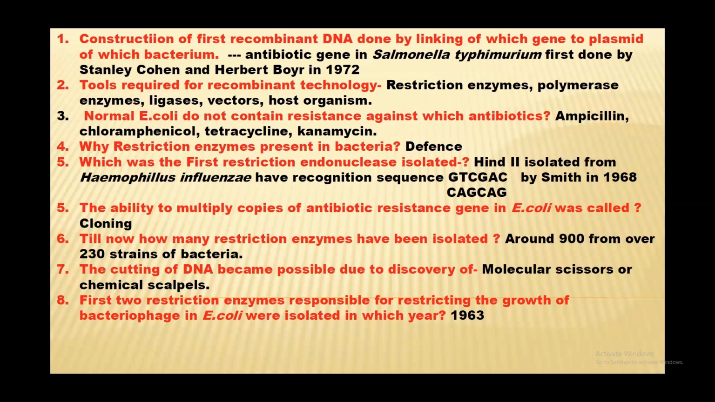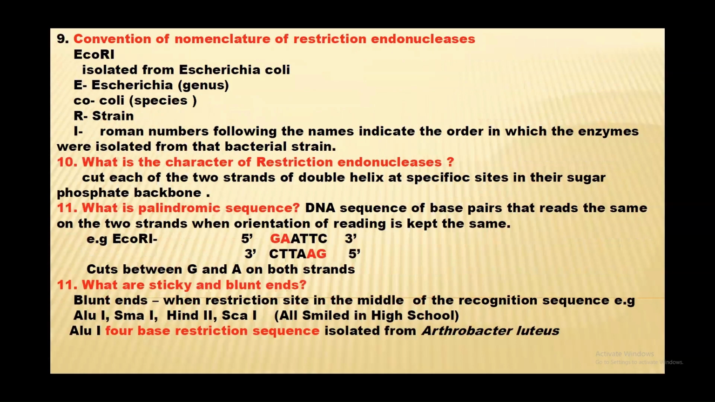Eighth one. The first two restriction enzymes responsible for restricting the growth of bacteriophage in E. coli were isolated in which year? The first two restriction enzymes responsible for restricting the growth of bacteriophages were isolated in the year 1963. Year is also important.